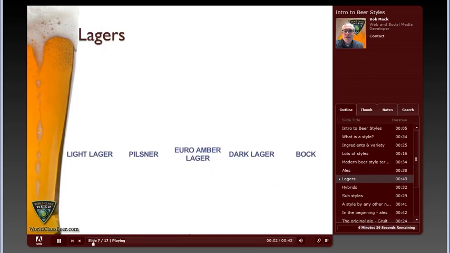Lagers were only developed in the 19th century. Prior to that, a lack of understanding of how yeast worked in beer and a lack of refrigeration combined to make the creation of lagers virtually impossible.